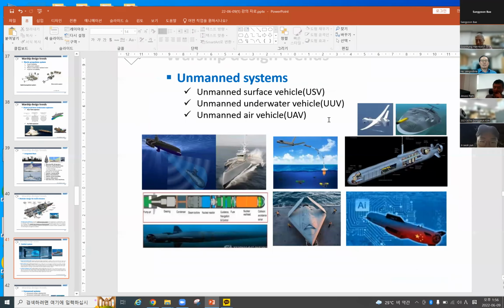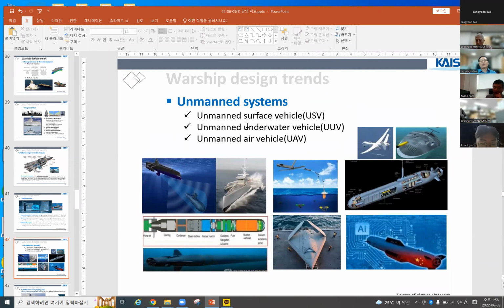And unmanned systems: unmanned surface vehicles, underwater vehicles, UUV, and unmanned air vehicles. I think in the United States, 50% of the aircraft carrier is the unmanned UAV. And so step by step, in the future, most of the missions can be carried out by the unmanned systems.